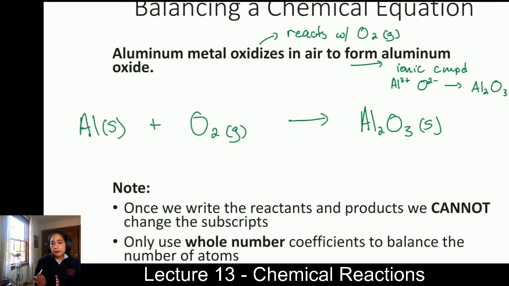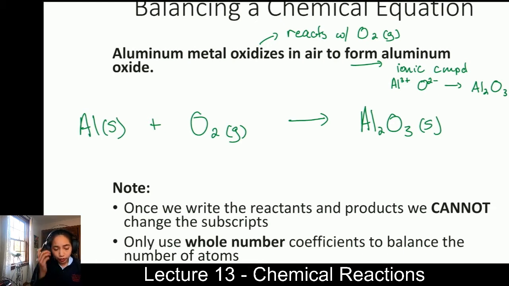All right, so we have our skeleton chemical equation. Now we need to balance those atoms. So, once we write those reactants and products, we can't change the actual chemicals themselves. We don't want to add any more subscripts. So now the only thing we can do is change the whole number coefficients in front of those chemical formulas to balance out those atoms.